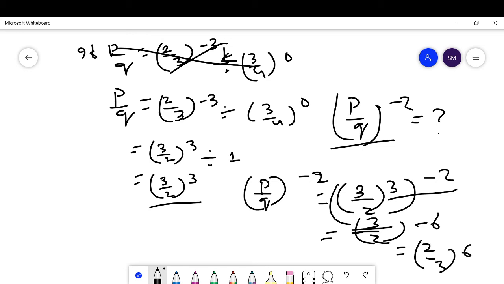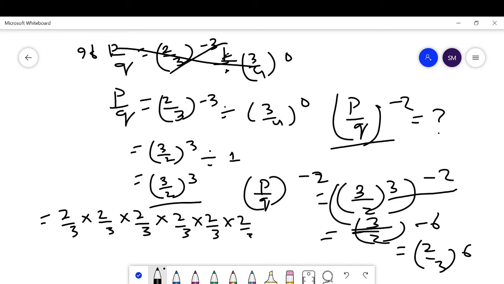This is (2/3)^6. Then we solve: (2/3)^6 means 2/3 times 2/3, how many times? 6 times. Into 2/3 into 2/3 into 2/3.